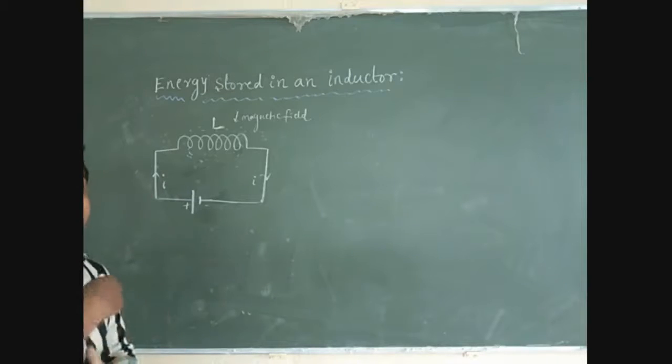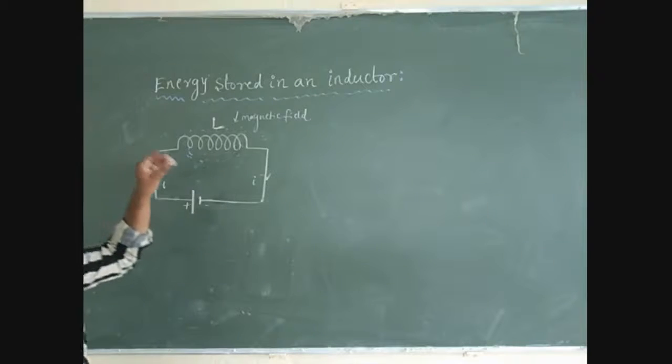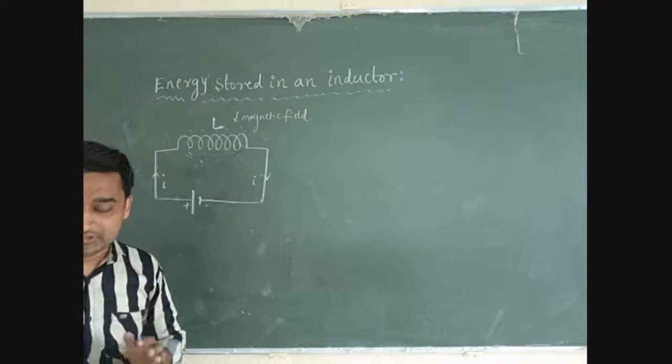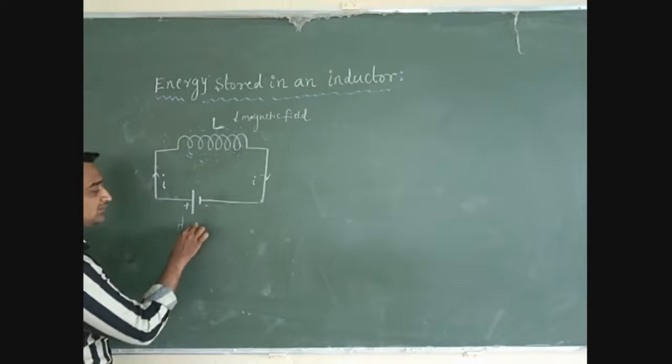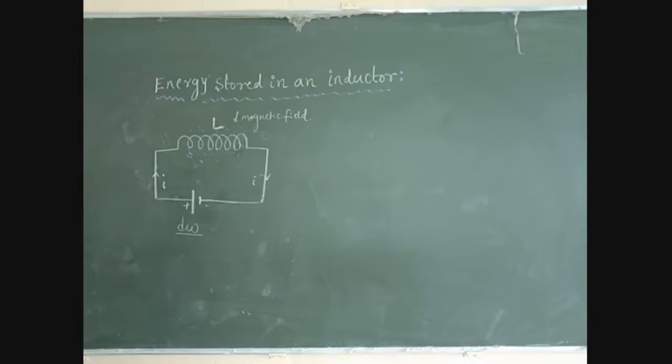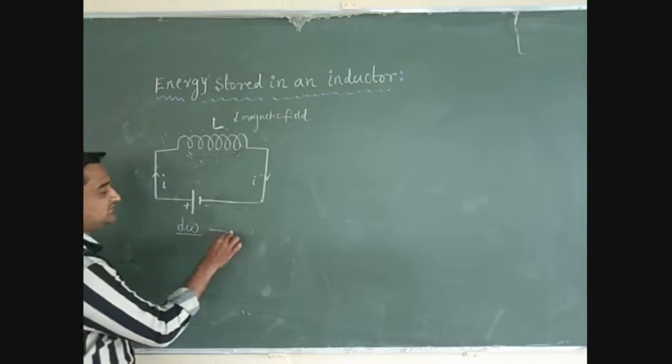Now to establish the current in the inductor, we have to do work. What do we have to do to establish the current in the inductor? We have to do work by an external source. That work done will be stored in the inductor as magnetic potential energy. Now let us derive the expression for the work done that will be stored in the inductor as magnetic potential energy. Suppose a small amount dW of work is done to establish the current I in the coil in time dt.